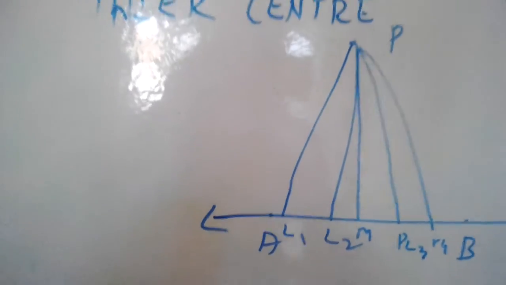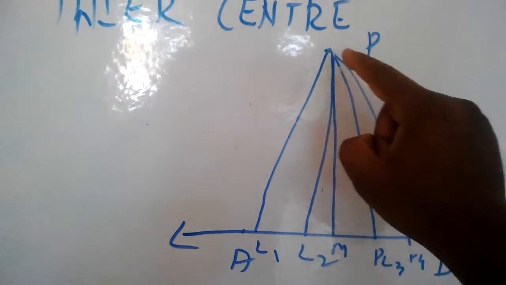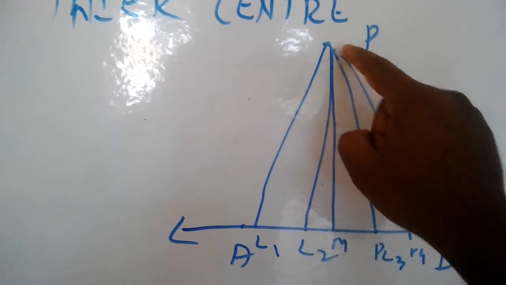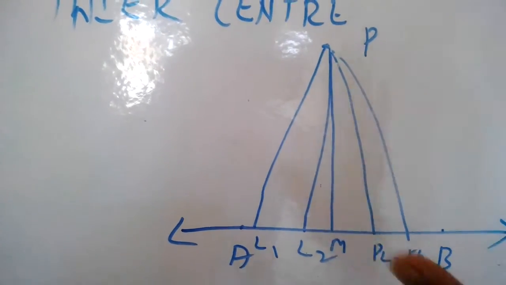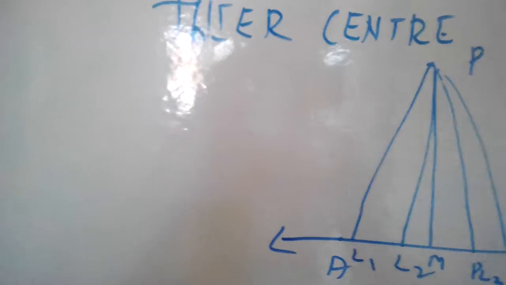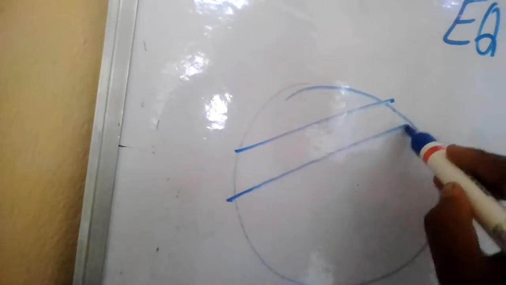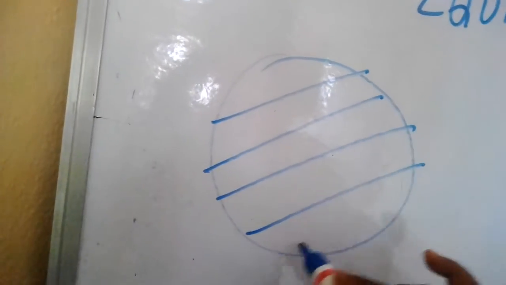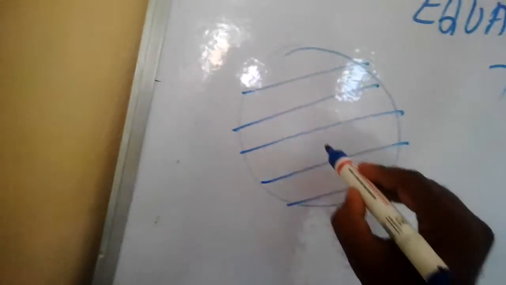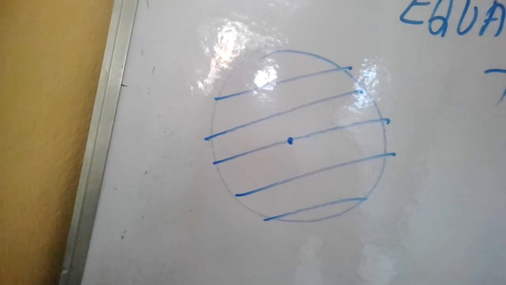So finally what you concluded: the length of the perpendicular from a point P to a line is the distance of the line from the point P. Using this concept in the circle, a circle has an infinite number of chords. The center of the circle is here, and we can draw infinite chords.